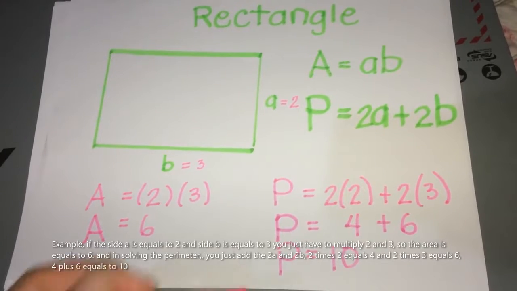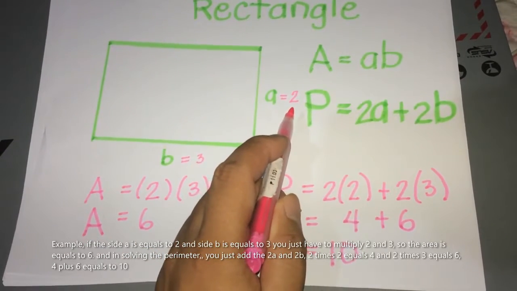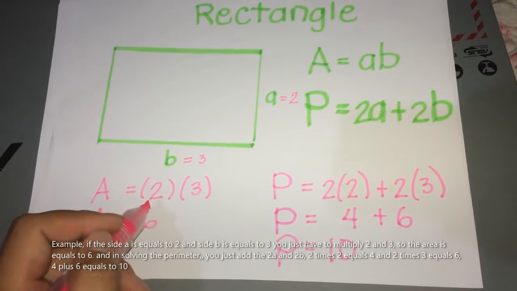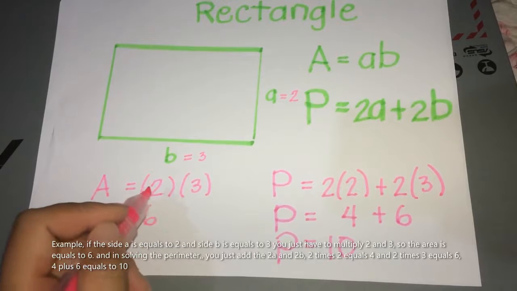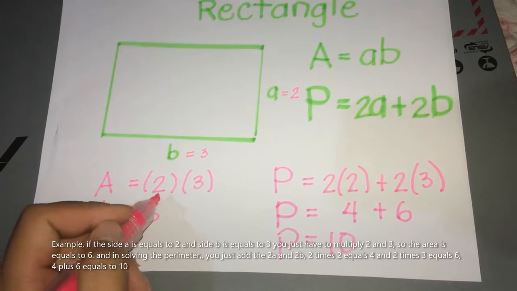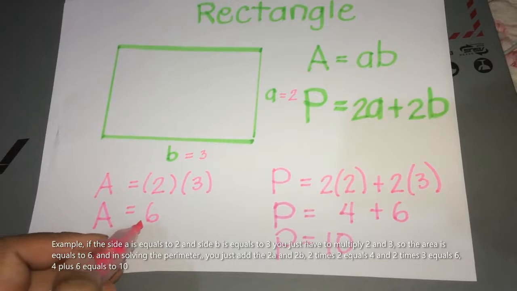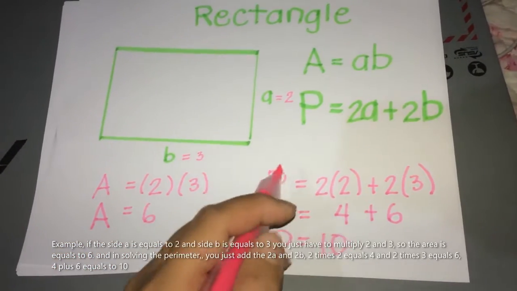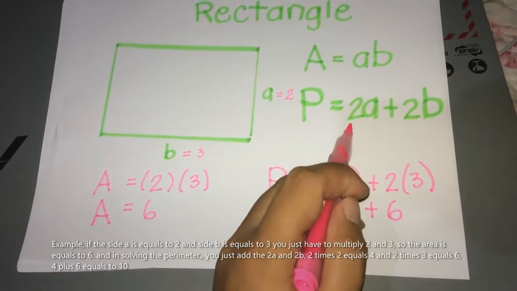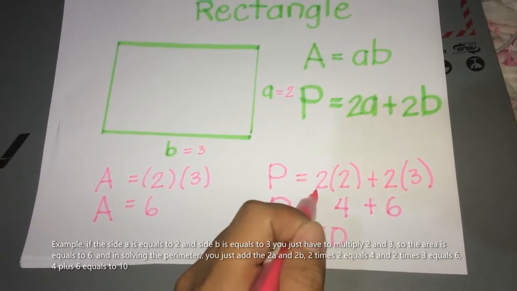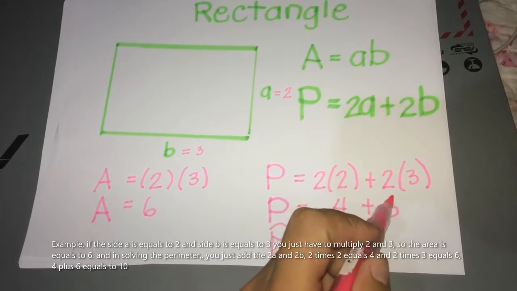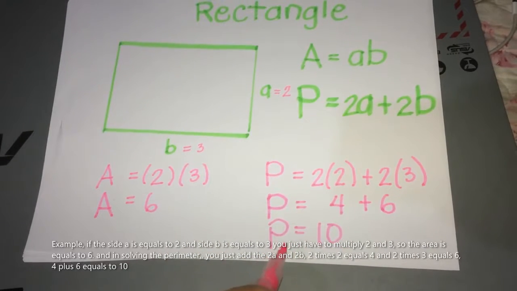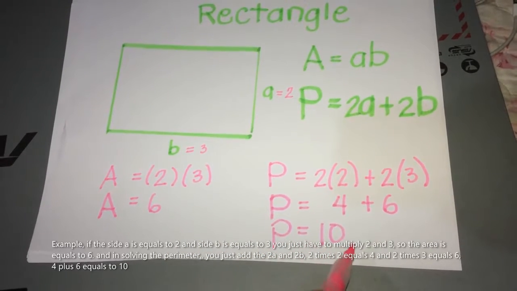Example, if the side A is equal to 2 and the side B is equal to 3, you just multiply sides A and B. 2 times 3 is equal to 6. So the area is equal to 6. And then the perimeter, you just follow the formula. 2 times 2 plus 2 times 3. So 4 plus 6 equals 10. The perimeter is equal to 10.